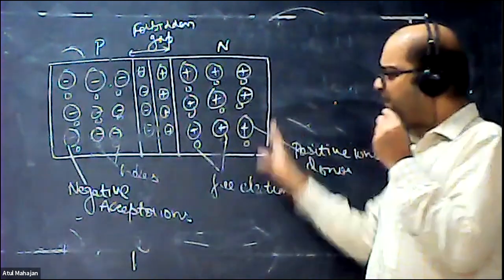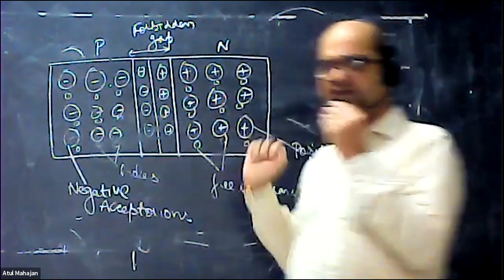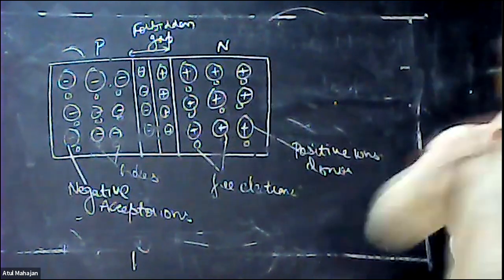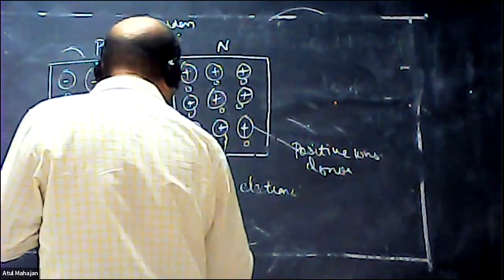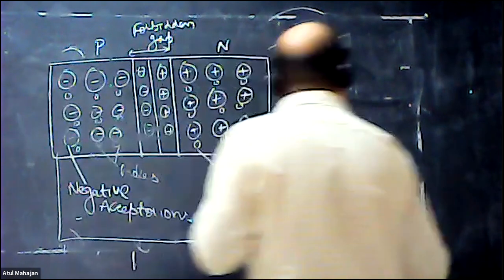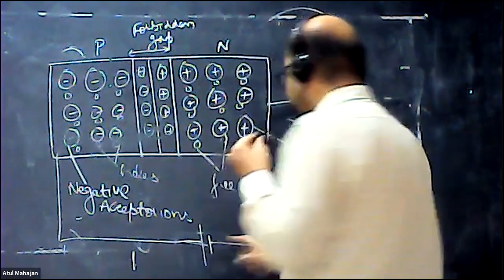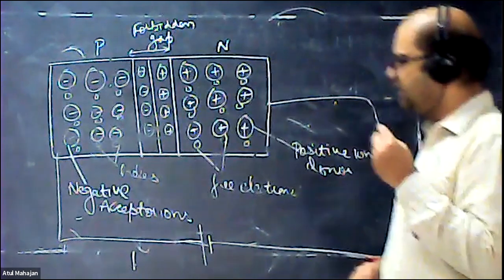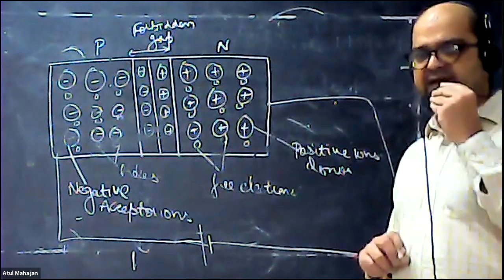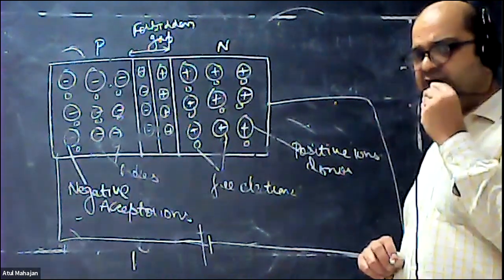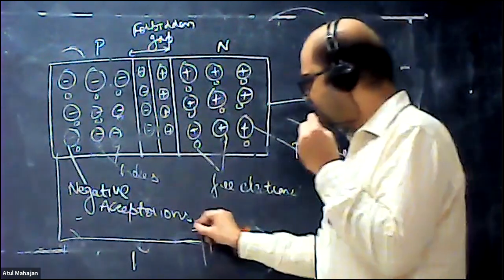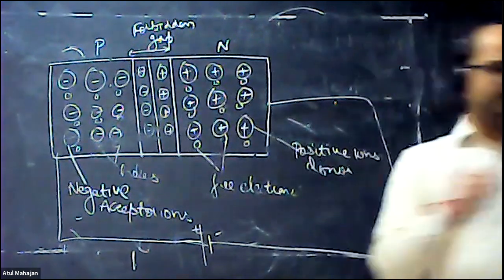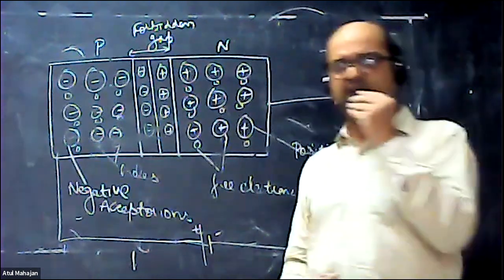Okay, now when we apply the biasing condition to this diode, we are providing the positive bias to the P side, and we are providing the negative bias to the N side. Now, what will happen when we provide this kind of biasing? Is it a forward bias or reverse? It's the forward biasing of the diode.